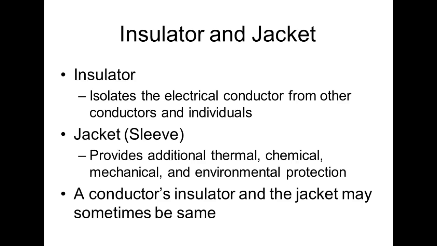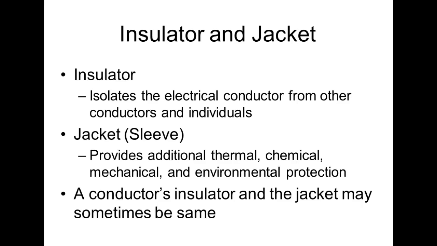Now the function of the jacket is to provide additional thermal, chemical, mechanical, environmental protection. So basically a jacket, also called a sleeve, is there to protect the cable from the environment. An insulator primarily is in there to keep that voltage in. Keep all that push inside that conductor, right? You understand? And not have it go places it's not supposed to go.